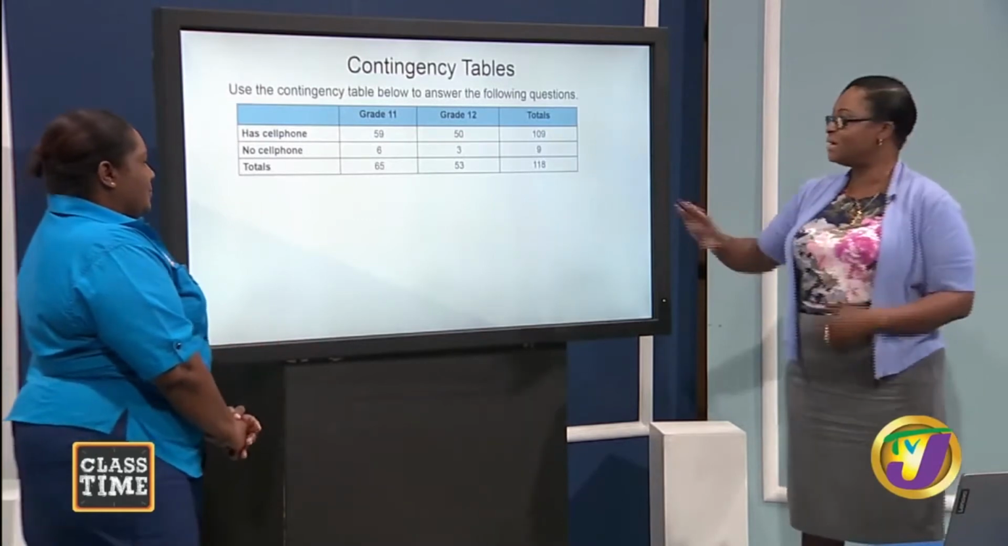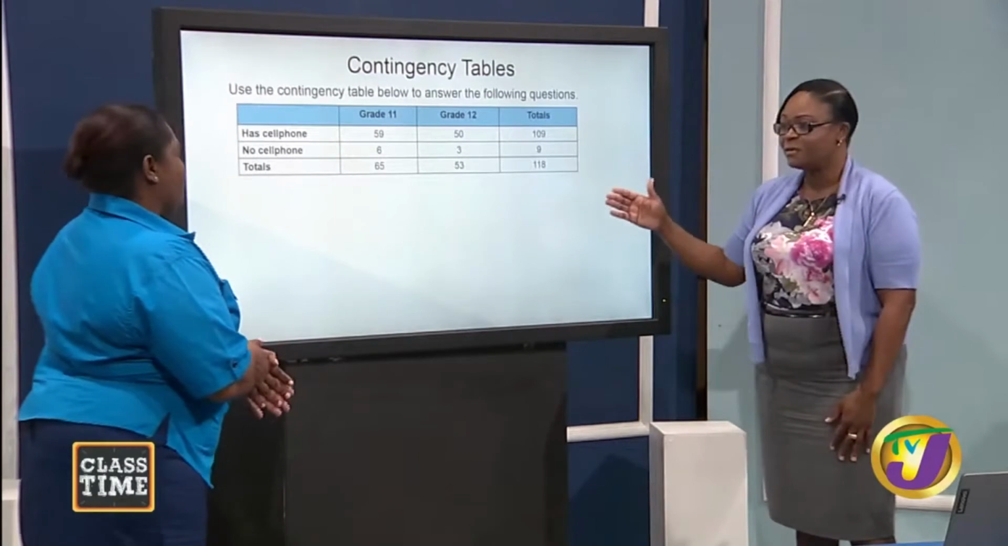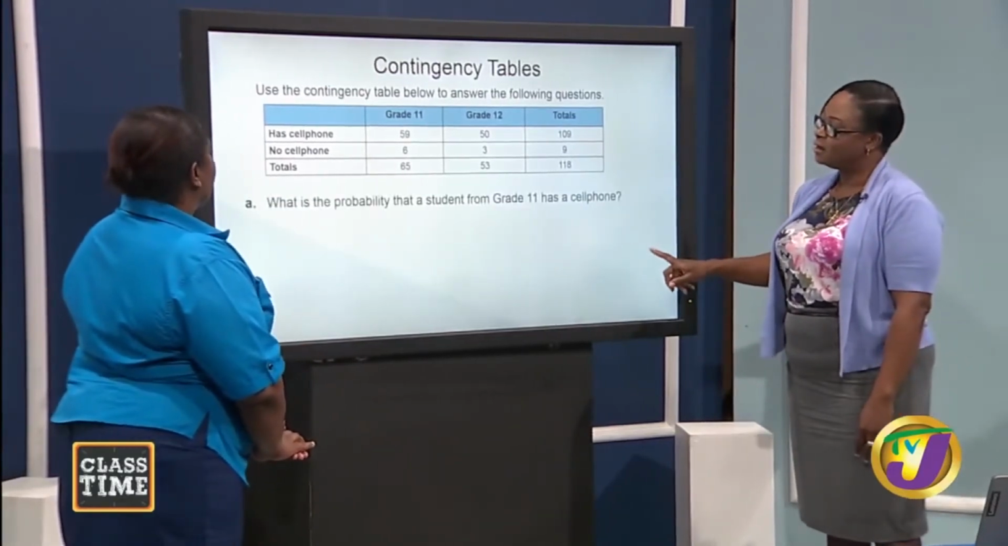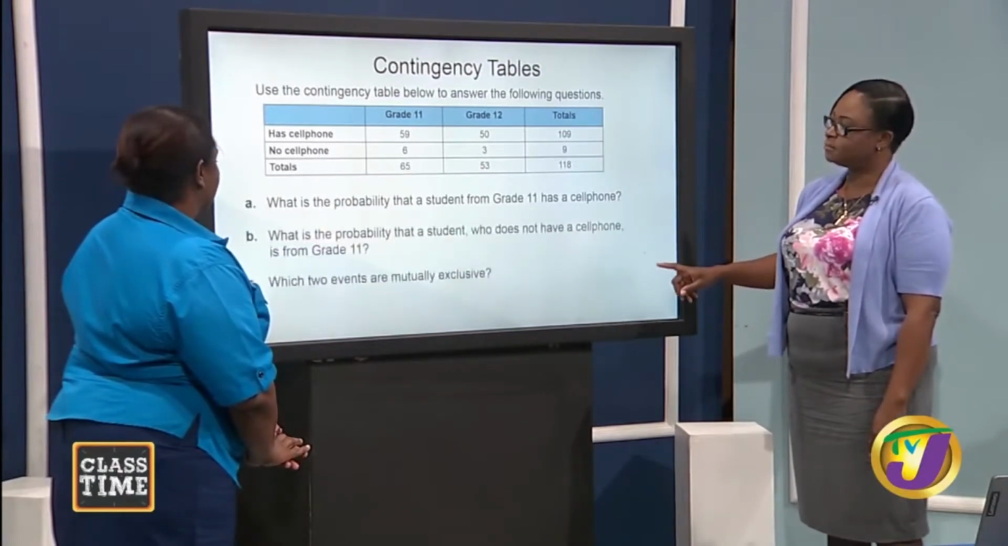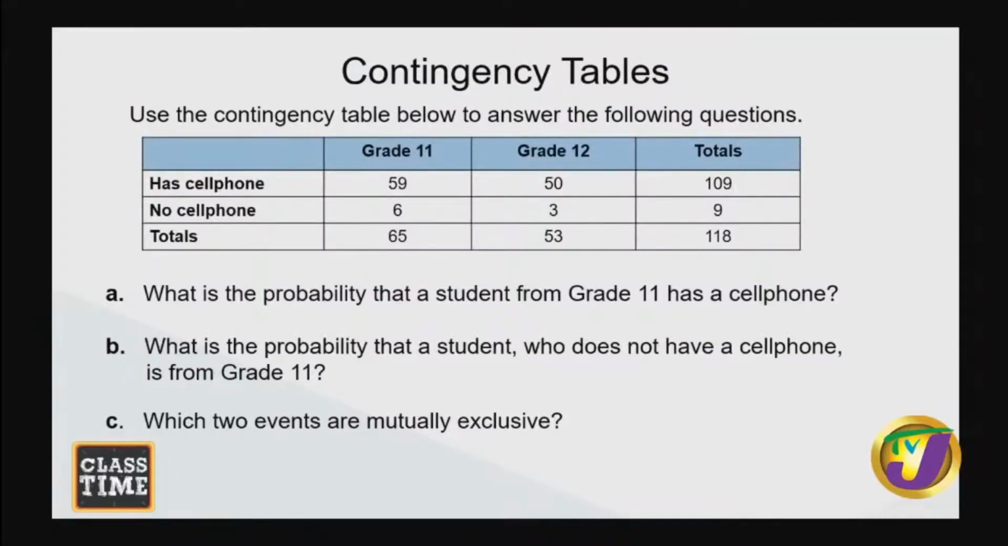get the contingency table, you have to pay attention to all the information and ensure that you truly understand. Yes. There are some questions, Denise, that we're going to be discussing. What is the probability that a student from grade 11 has a cell phone? And what is the probability that a student who does not have a cell phone is from grade 11?